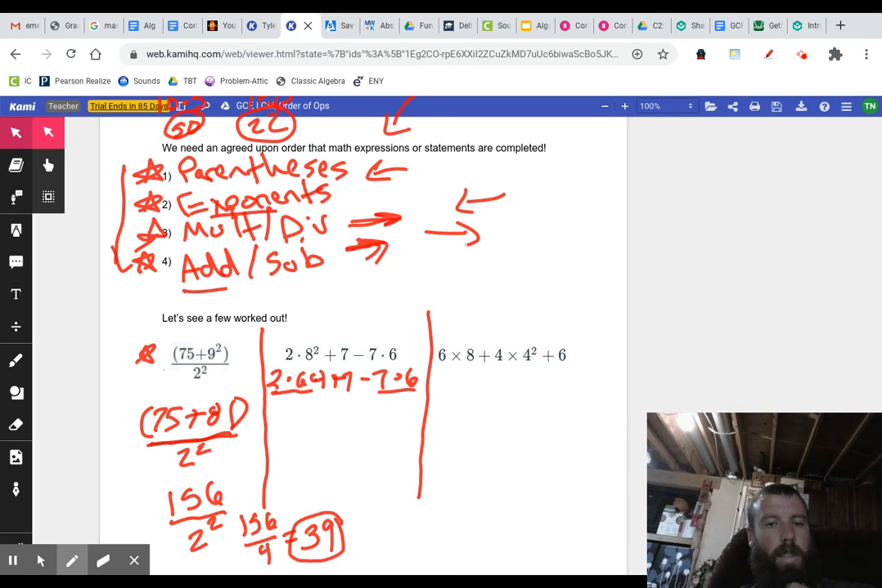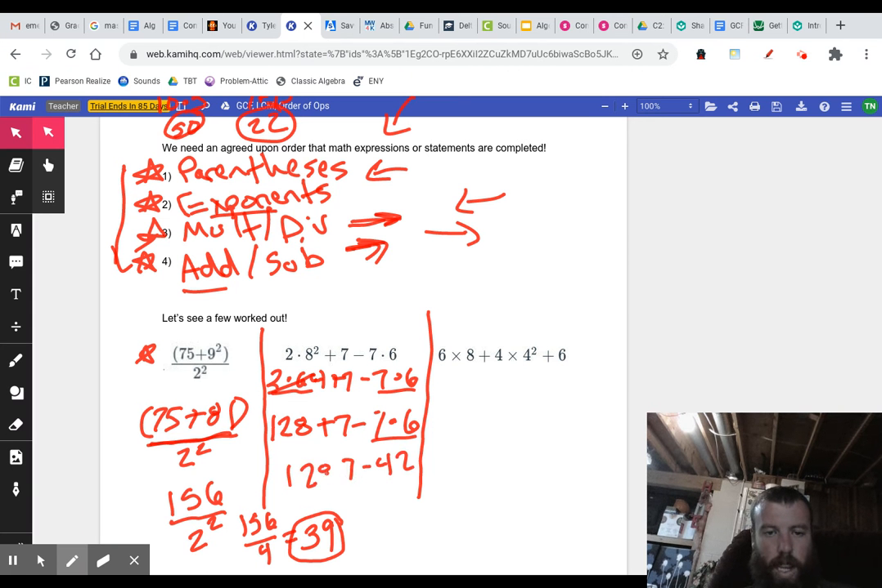So 2 times 64, let's knock that one out first. That's 128. I'm going to bring everything else down. Plus 7 minus 7 times 6. Okay, checklist, parentheses, no. Exponents, no. Multiplication, still, yes. 7 times 6, which is over here. That's 42. I didn't touch the subtraction or the 7, and I did not touch the 128. All right, that's a plus there.